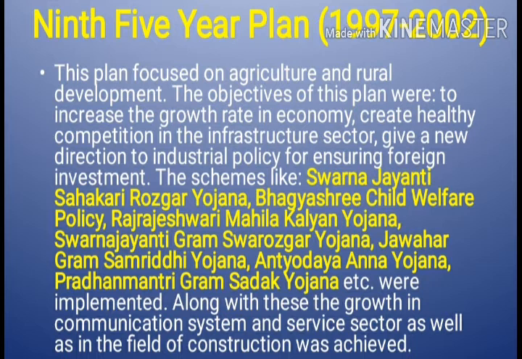Then the schemes like Swarna Jayanti Sahakari Rozgar Yojana, Bhagyashri Child Welfare Policy, Raja Rajeshwari Mahila Kalyan Yojana, Swarna Jayanti Gram Swarozgar Yojana, Jawahar Gram Samruddhi Yojana, Antyodaya Anna Yojana, Pradhan Mantri Gram Sadak Yojana were also implemented during this plan. Along with these, growth in the communication system, the service sector and the field of construction was also achieved during this 9th 5-year plan.